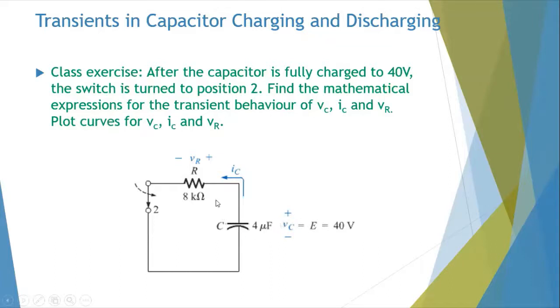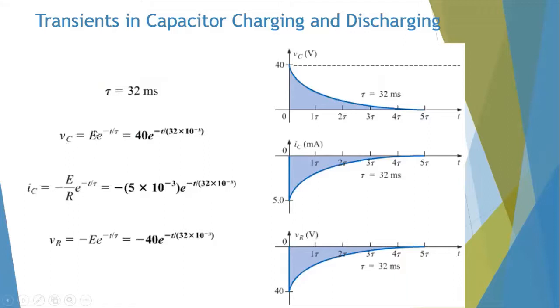And once you know that, you can write expressions for VC. Let's just go to the next slide. So your VC was E times e power minus t over tau. Just replace the values. For the charging current, the discharging current, sorry, there's a negative sign with it. The maximum value is E over R, and then e power minus t over tau. So the maximum value is 5 milliampere, which is E over R. And the resistor voltage is just the negative of what you have on VC, so you just have to flip this down.